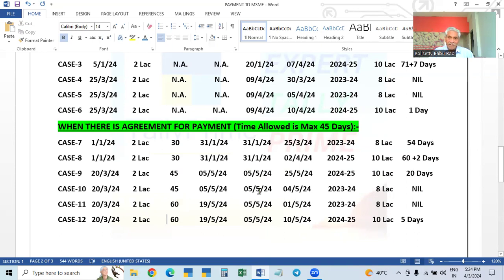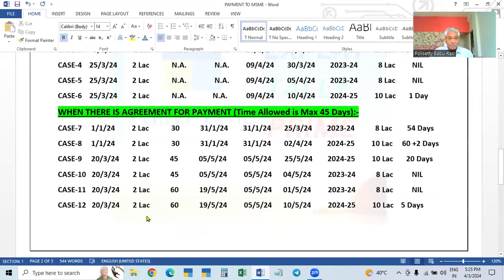In the second case, the same 5th May is the due date in the next financial year, but here it is paid on 4th May. That is in the next financial year, but before the due date. So this will be allowed in the same year, 23-24, and we have to pay income tax on 8 lakhs only, and there will be no interest.